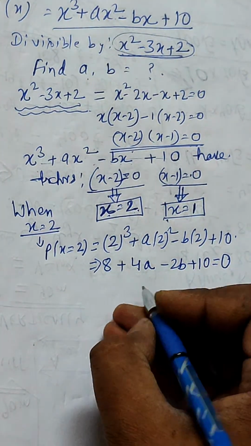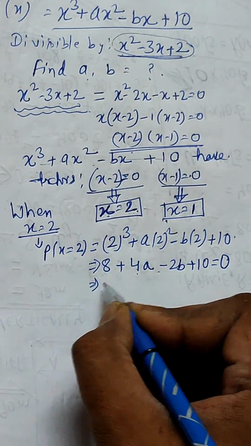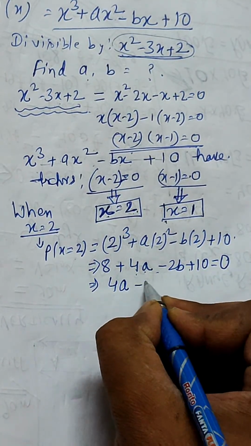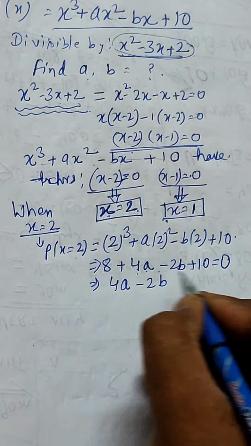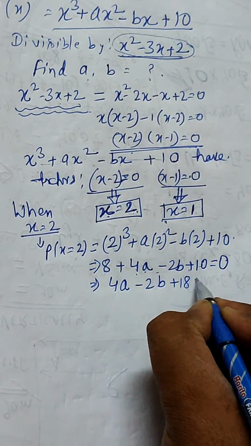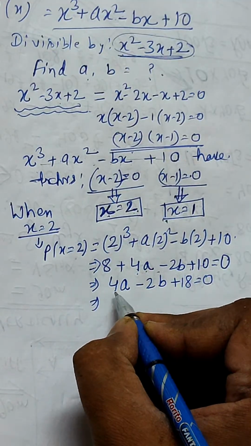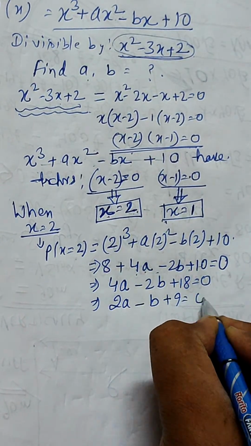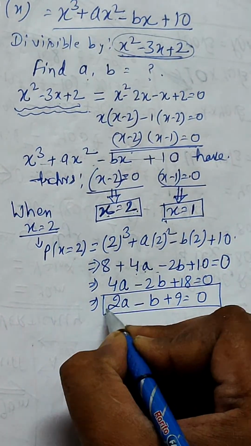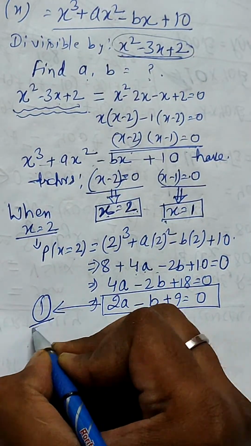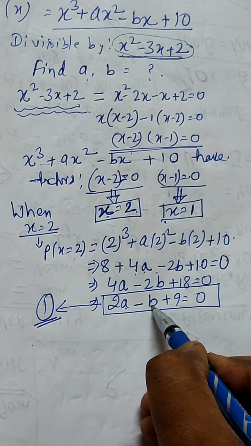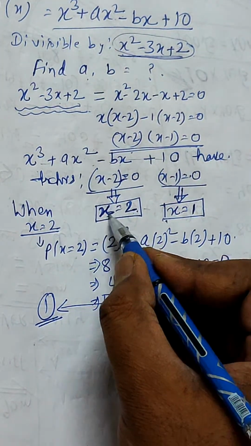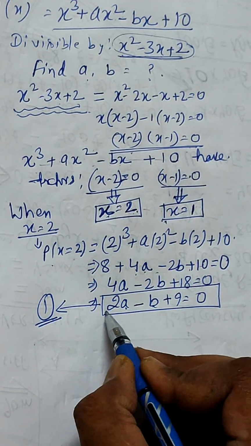Now it will give you the equation in two variables, where the variables are a and b, as 4a minus 2b plus 10 plus 8, that is 18, equal to 0, which can be written as 2a minus b plus 9 equal to 0. So this is one of the equations which is derived, right, in the variables a and b, and we have to calculate the values of a and b. So when x equal to 2, we get this equation.